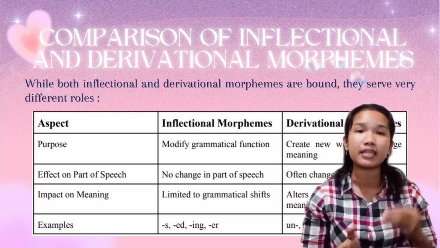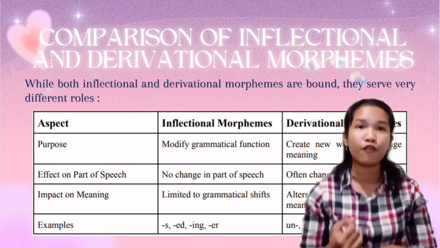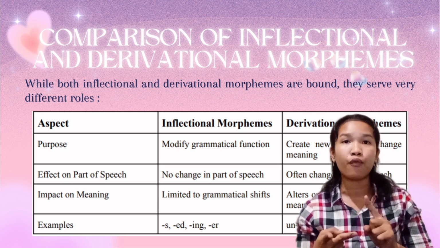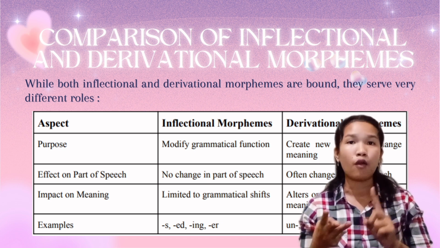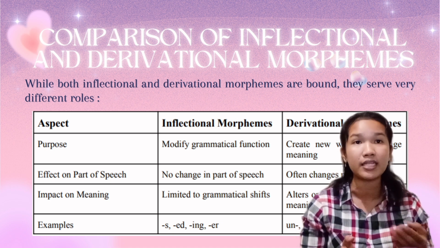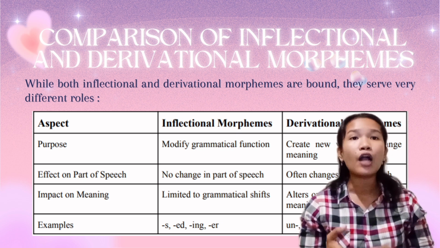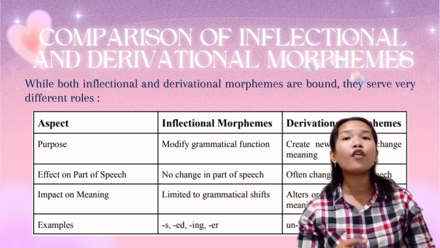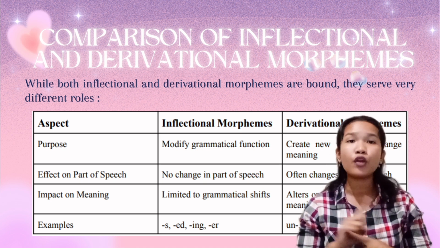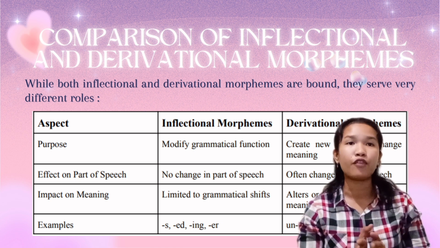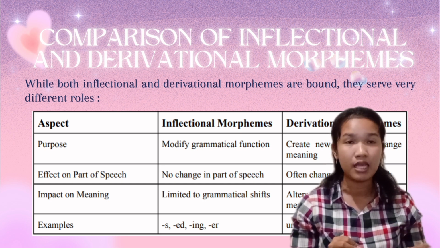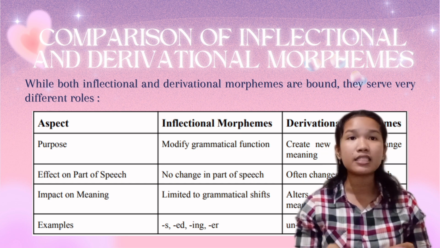Now for the last, I will give a comparison of the inflectional and derivational morphemes. There are some differences between the inflectional and derivational morphemes. For the first is the purpose, effect on part of speech, impact on meaning, and the example. For the inflectional morphemes, the purpose is to modify grammatical function, and for the derivational morphemes, to create new words or change meanings. For the effect on part of speech, for the inflectional morphemes, there is no change in part of speech, and for the derivational morphemes, they often change part of speech.